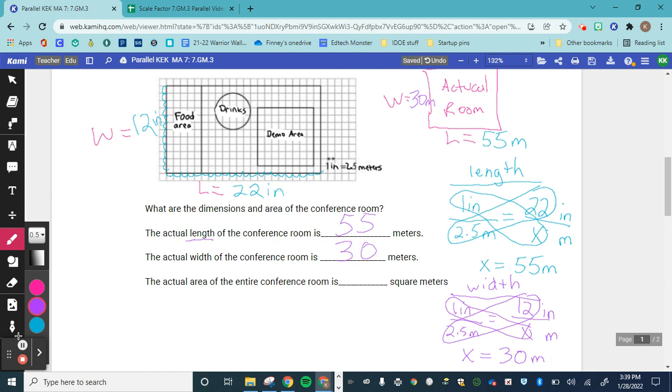And now I need to find the area. We remember the area is length times width. So I'll just take my 55 meters times 30 meters, and I'll get 1,650 square meters. That just means that originally the 55 and the 30 were straight lines. But now we're measuring it in how many squares cover the room. So it would be covered in 1,650 squares that are each 1 meter large.